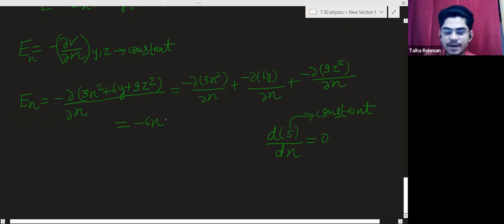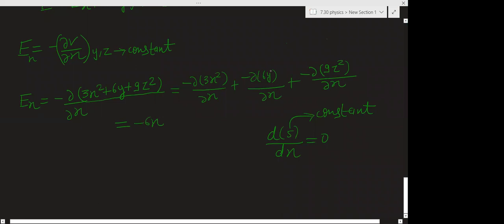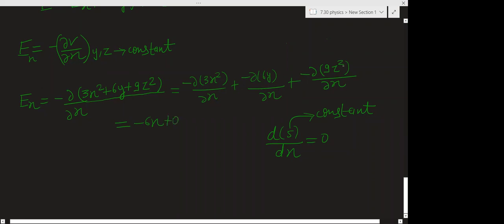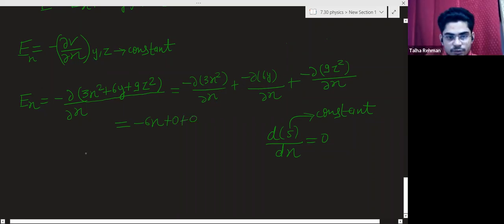You should have an idea of it, because differentiation will be used in physics. I told you that y and z are constant, which means this 6y is constant, and the partial differentiation of a constant will be 0. And this 18x term is also constant, so that will also be 0.